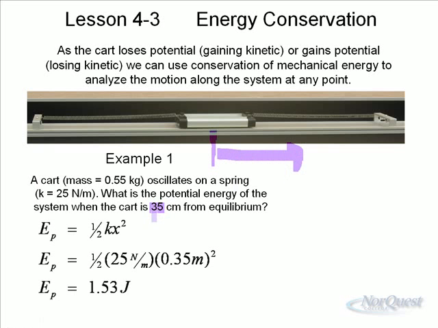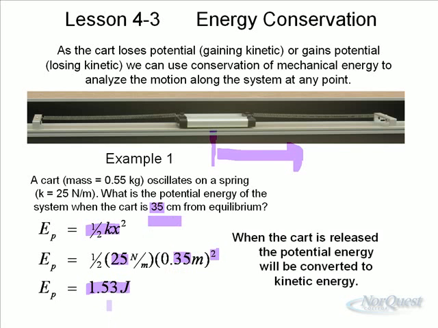Well, our formula is 1/2 kx squared. The k value is 25 newtons per meter. The x value is 0.35 meters, which of course is 35 centimeters, squared, gives us 1.53 joules. This is the energy of the system, and it will oscillate between kinetic and potential energy, both of those types of mechanical energy, as the system oscillates.